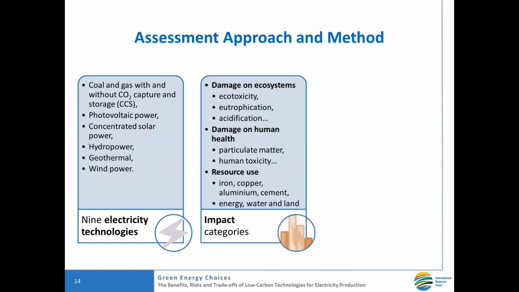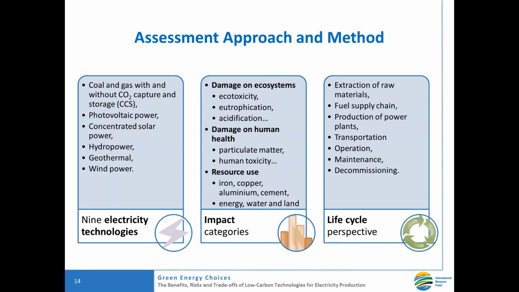And with our life cycle methodology, we look at damage to ecosystems through pathways such as ecotoxicity, eutrophication, acidification, and we look at the damage to human health, for example, through particulate matter and human toxicity, and at the resource use in terms of major minerals such as iron, copper, aluminium, and cement, and through the use of energy, water, and land. And finally, we take a life cycle perspective.